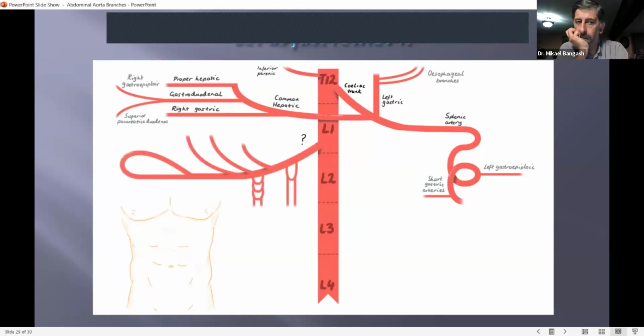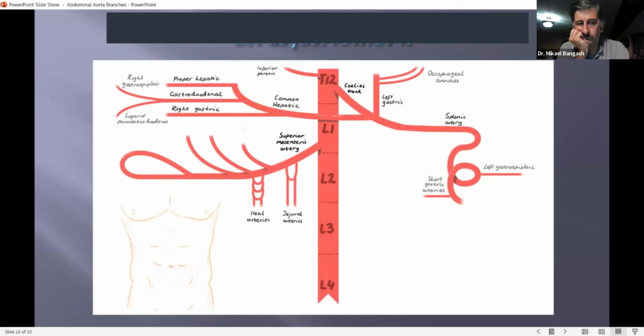C for celiac, S for superior mesenteric artery at the level of L1. First of all, it gives off arteries for the second section of the small intestine. These have few arcades and long vasorecta. They are the jejunal arteries. Next, with many arcades and short vasorecta, we have the ileal arteries.